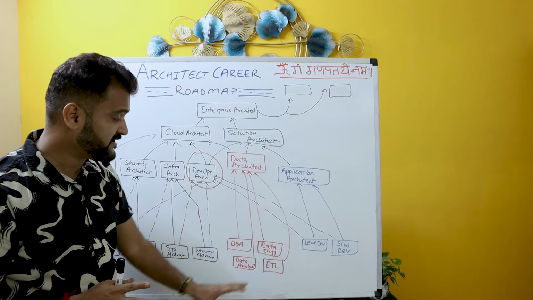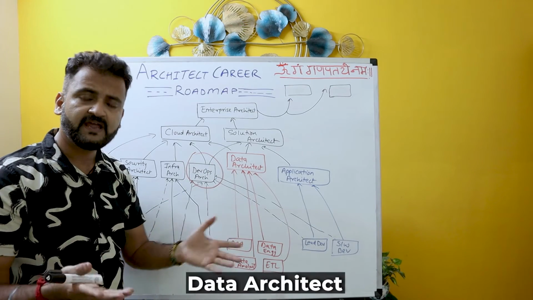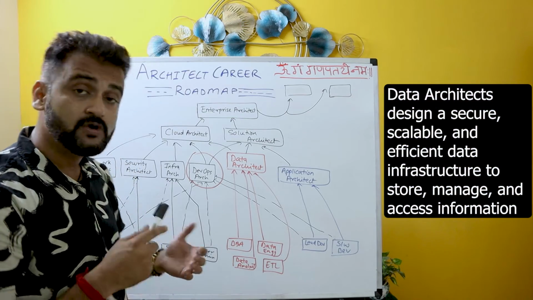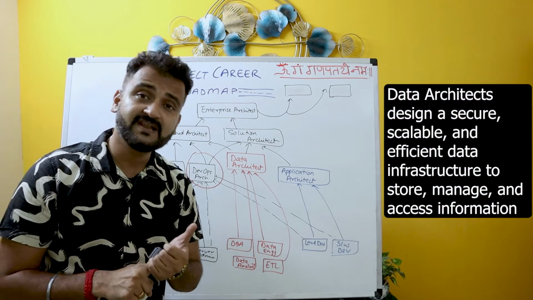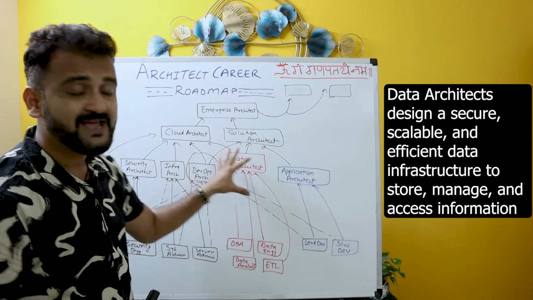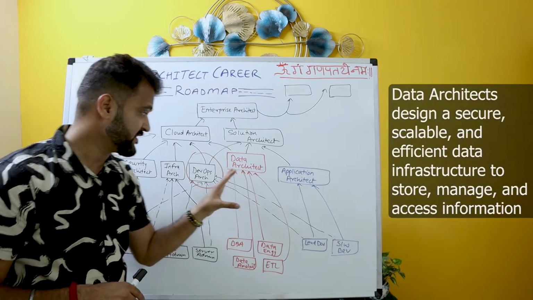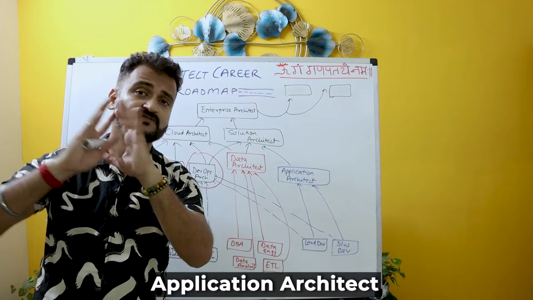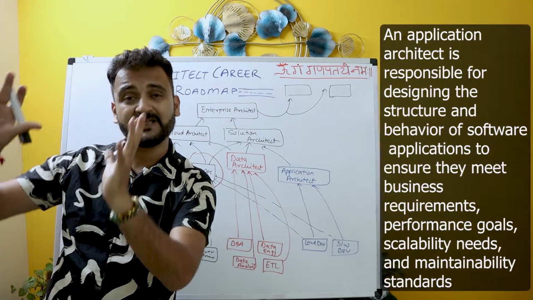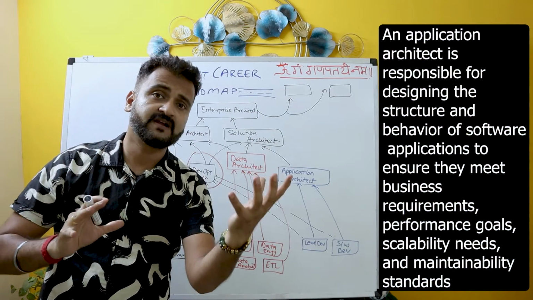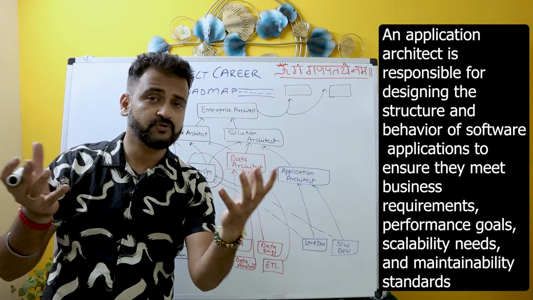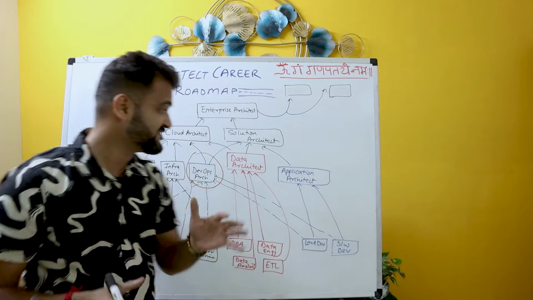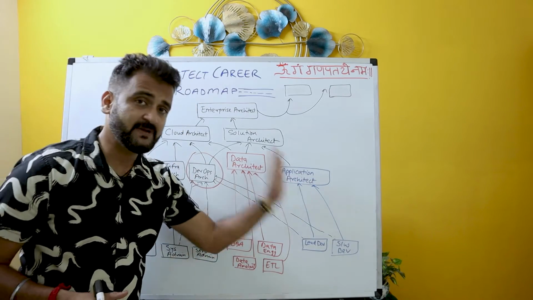Now coming to the data roles, data architect: your data strategy, how you will design your data models, how you will load the data, what kind of data governance principles you will be applying, all that has to be done by the data architect. Similarly, the application architect will focus solely on the software application architecture, how your front end and back end would connect to each other, how your microservices architecture would look. All those nuances will be catered to by the application architect.